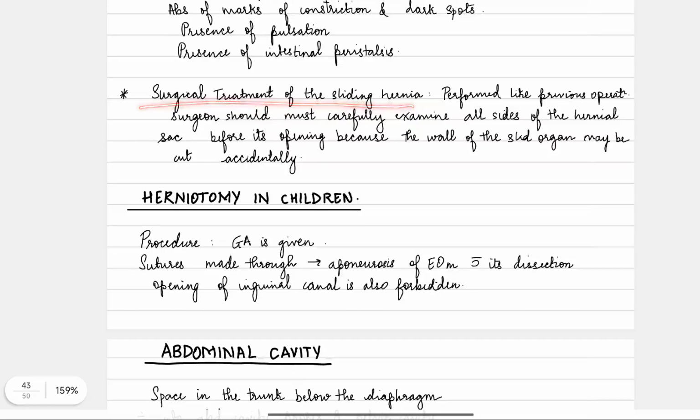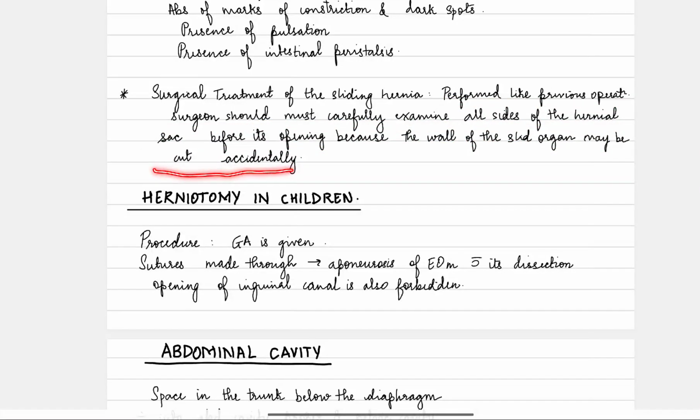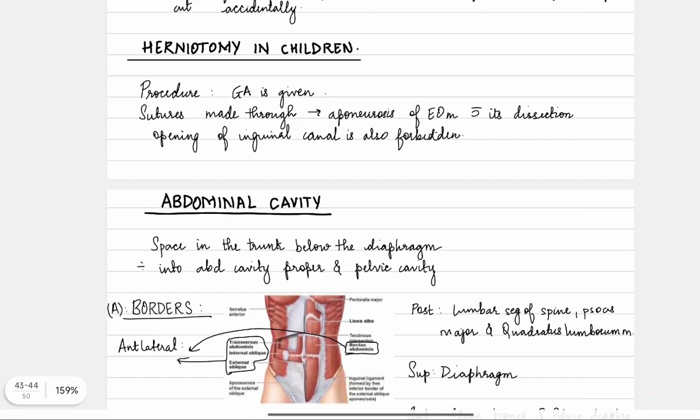Surgical treatment of sliding hernia is performed like the previous operation. The surgeon must carefully examine all sides of the hernial sac before its opening, because the wall of the sliding organ may be cut accidentally. Next is herniotomy in children. General anesthesia is given. Suture is made through the aponeurosis of the external oblique muscle without its dissection. Opening of the inguinal canal is also forbidden.